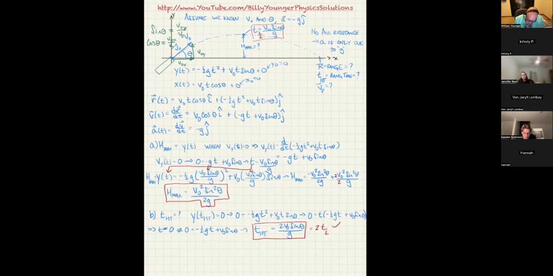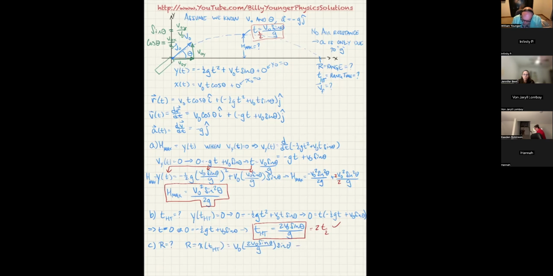All right. So I'm going to go to part C, which is I want to know the range. Now, what I do know is that the range is equal to x of t hang time. In other words, if I plug in the hang time, the time that it takes for it to actually hit the ground again, into x of t, that'll give me exactly how far to the right it went in that time. So I'm just going to do that now and say, lo and behold, I have V0 times 2 V0 sine theta over G, and all that times the sine of theta that was already there.